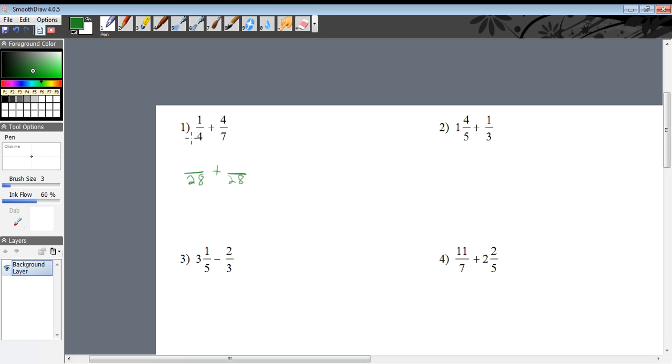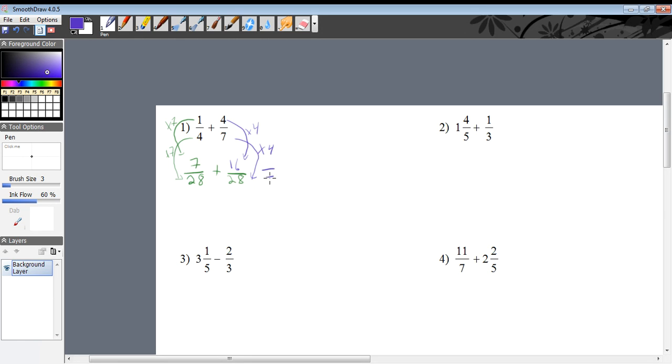The 4 was increased times 7. So then I know that the 1 must also be increased times 7. So 1 times 7 will be 7. And now the 7 here was increased by a different amount. It was increased by 4. And so the 4 must also be increased 4 times. So this is going to be 16.